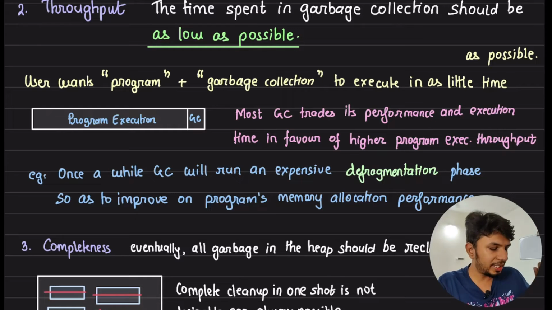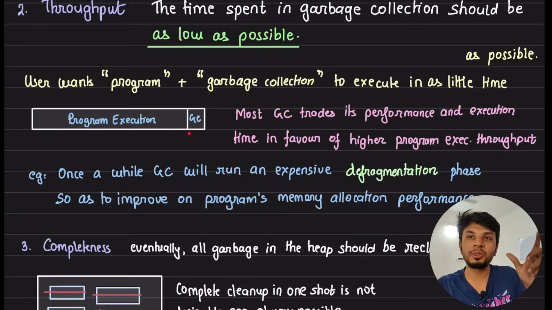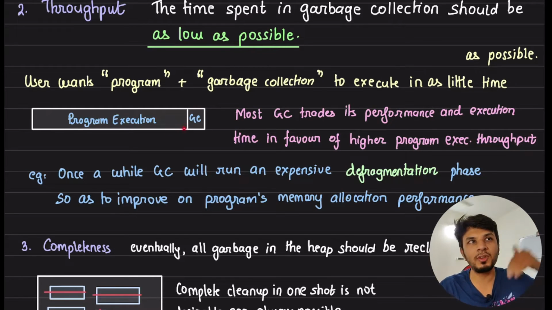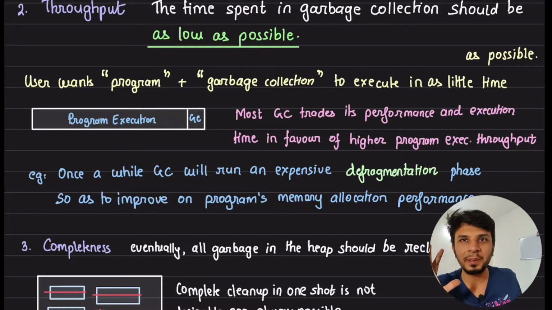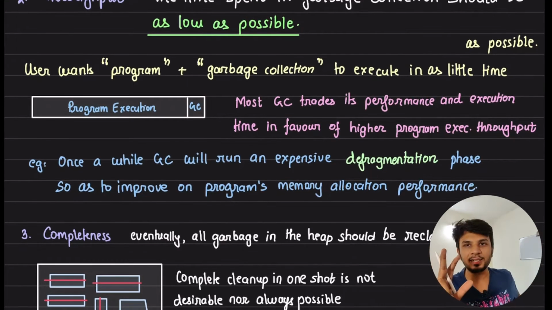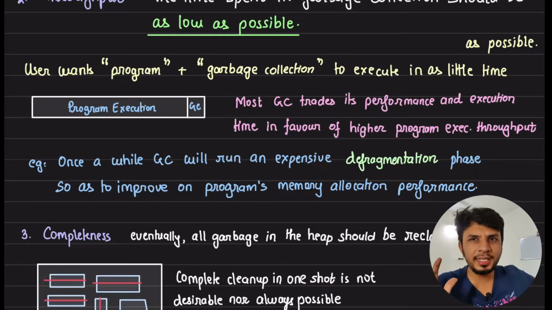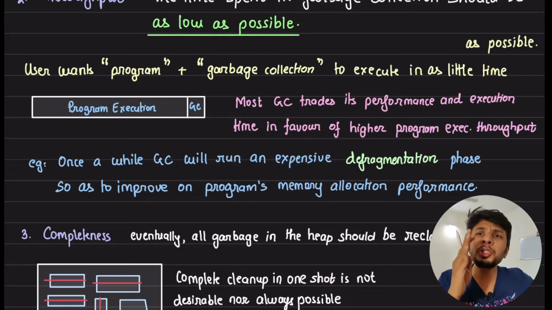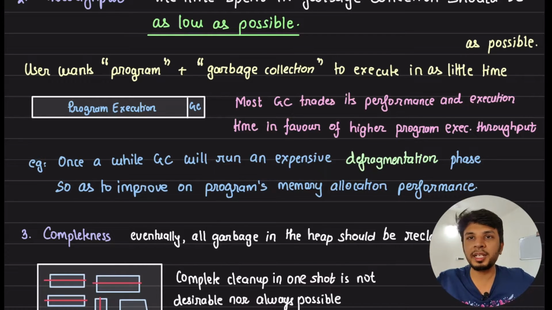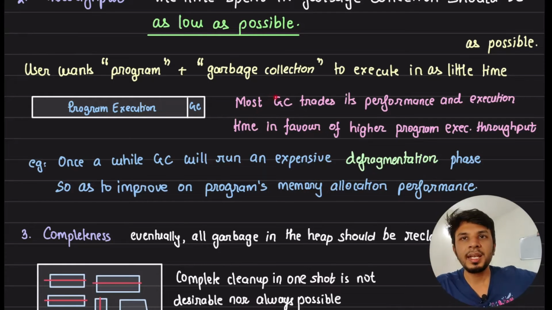Right? So you don't want your GC time to be very high, because it would hog into your program execution time. You want to give the best performance to your user, but you still want to run GC. So that's a kind of a dilemma. So what GC typically does is, most GCs have short cycles of garbage collection and then a long one, right? The short ones ensure that your program gets enough cycles to execute.